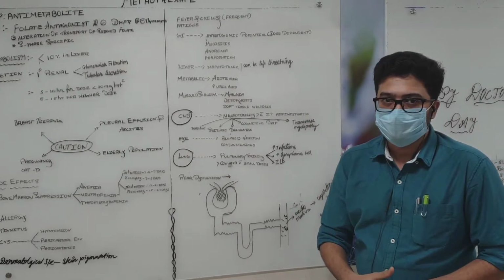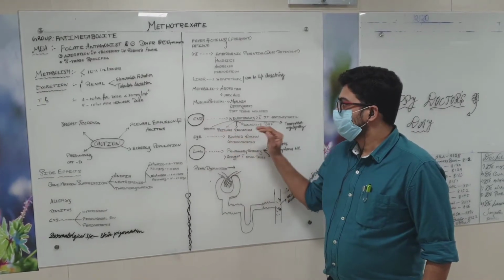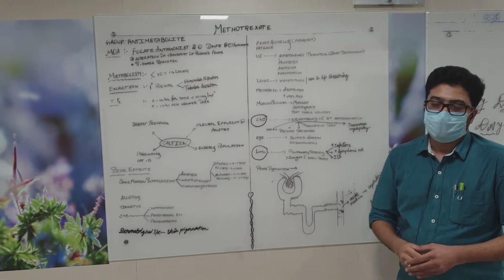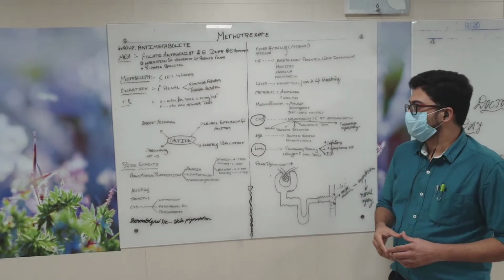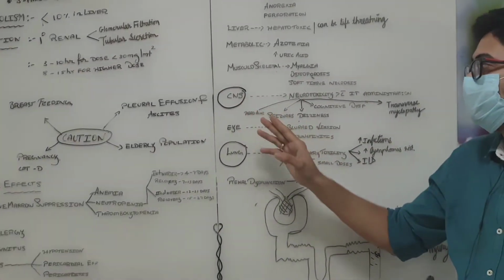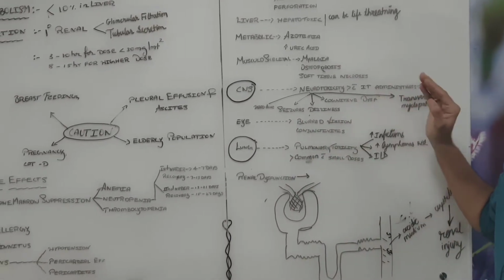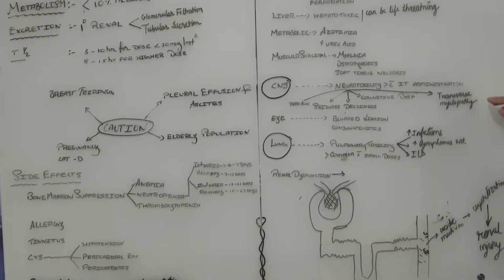That should be remembered. Coming to very important side effects, in the central nervous system, neurotoxicity is commonly seen, and it is more due to intrathecal administration of low dose methotrexate. The other side effects that can be seen in the CNS are headache, seizures, dizziness and cognitive dysfunctions. Also, it can cause a severe transverse myelopathy.